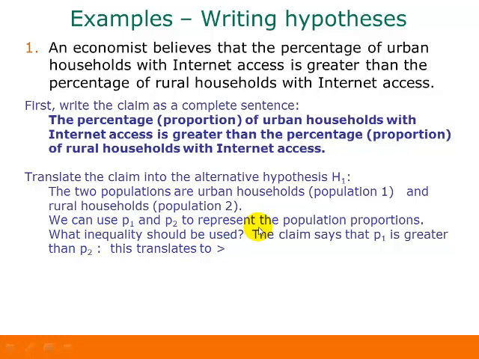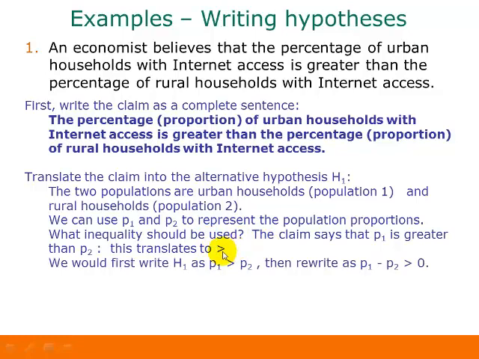And what inequality should we use? If we look at our claim, it's talking about the proportion of urban households with internet access being greater than the percentage of rural households with internet access. It actually uses the words greater than, so that would translate to a greater than symbol. Okay, so we would first write our alternative hypothesis as P1 is greater than P2. And then we're going to rewrite it by subtracting the P2 from each side so that we get P1 minus P2 is greater than 0. So there is our alternative hypothesis.